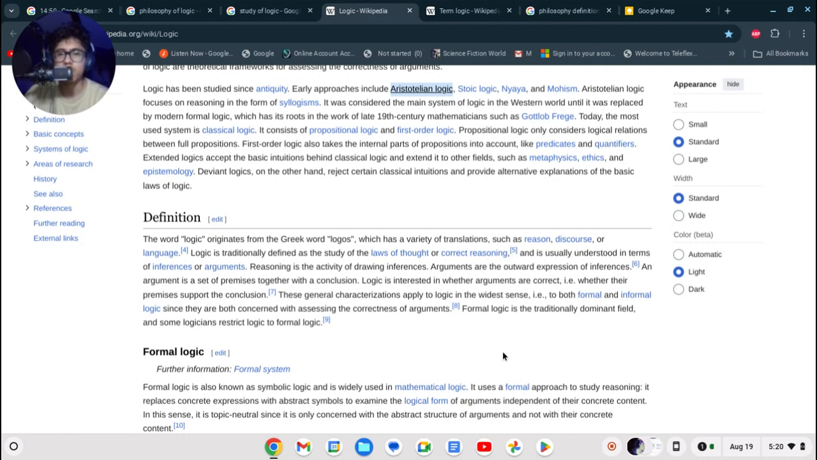These general characterizations apply to logic in the widest sense, to both formal and informal logic, since they both are considered when assessing the correctness of arguments. Formal logic is the traditionally dominant field, and some logicians restrict logic to formal logic.